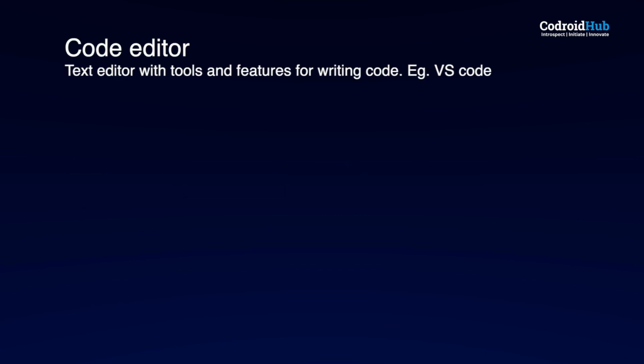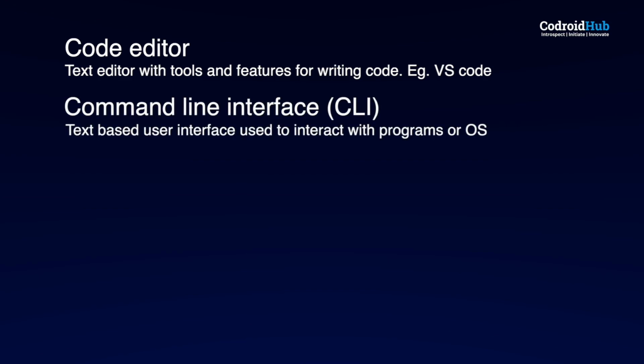A code editor is a text editor application used to write code. A code editor like VS Code has tools and features that makes coding easier. A command line interface is an interface where you can type in your text commands to install and interact with programs or navigate through folders, or interact with your operating system. There are Git applications like Git Kraken and GitHub Desktop to perform Git operations, but we are using command line interface, also known as CLI.